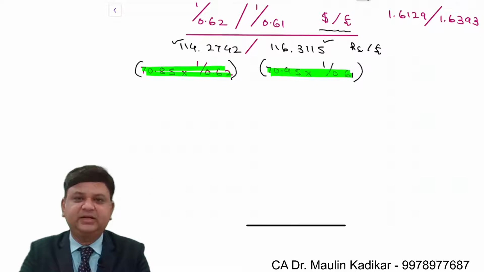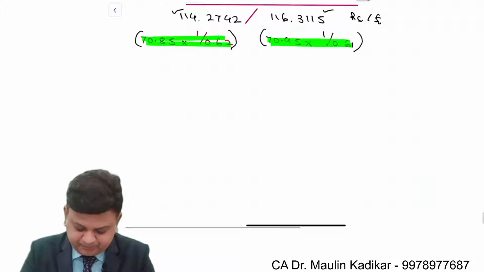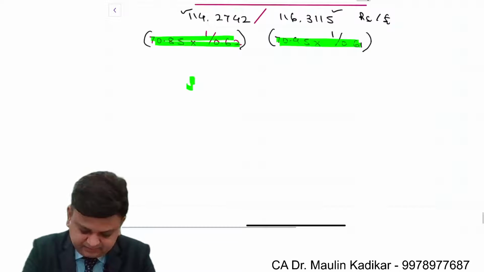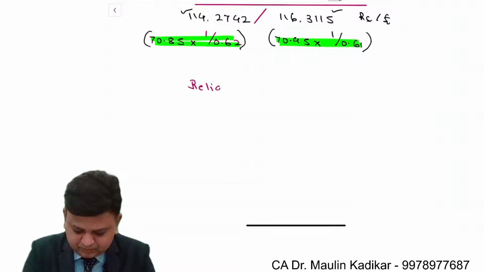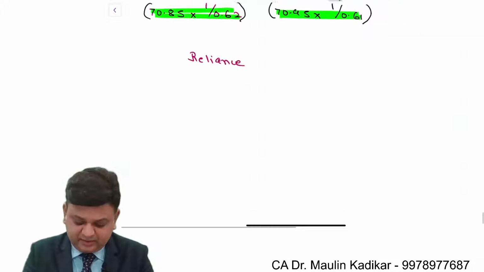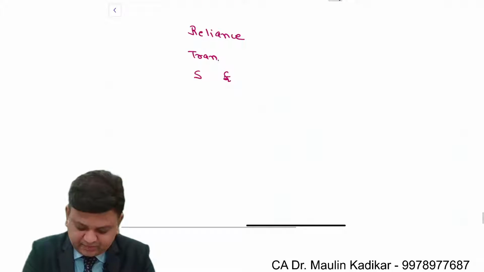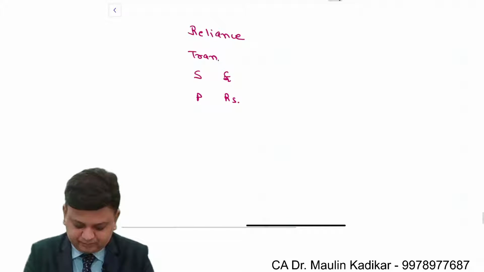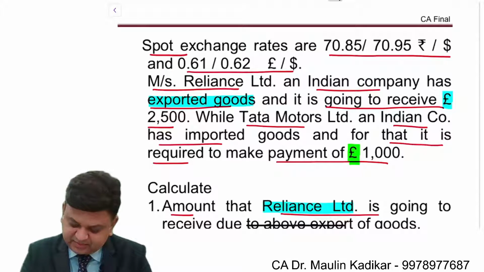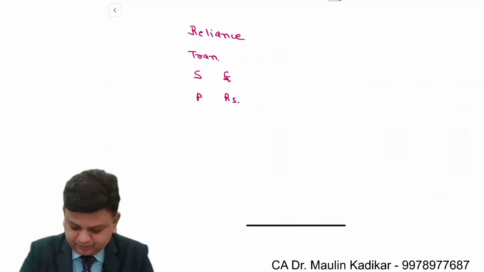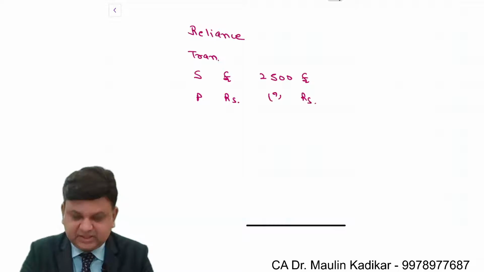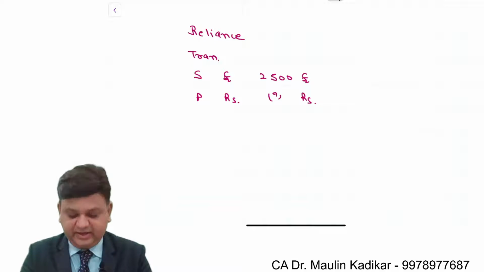So over here, we understand that basically it is like this. For the Reliance company, please write the answer along with me. The transaction is conversion of the pound into rupees. We understand that the Reliance company is going to receive 2,500 pounds. So for 2,500 pounds, the amount of rupees it is going to receive is what we are required to find.